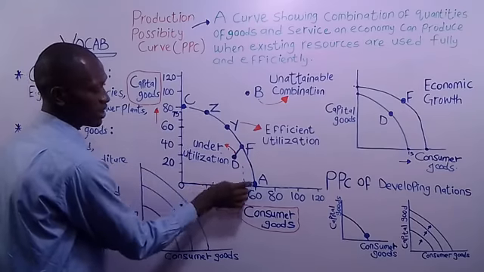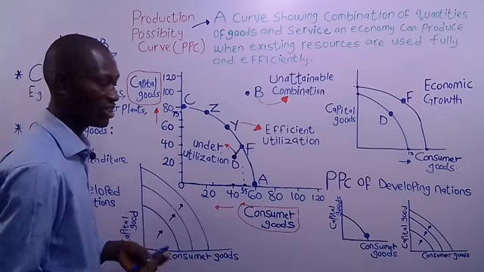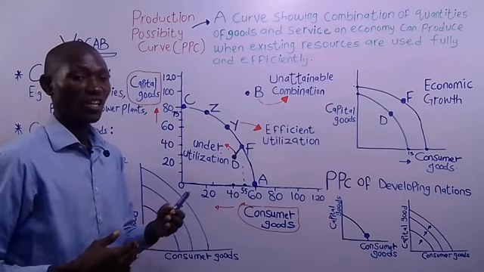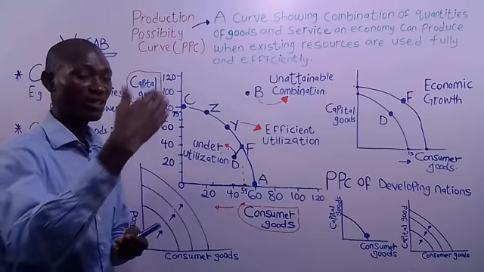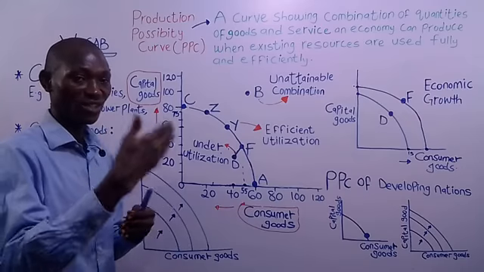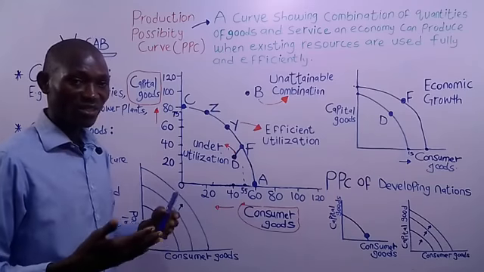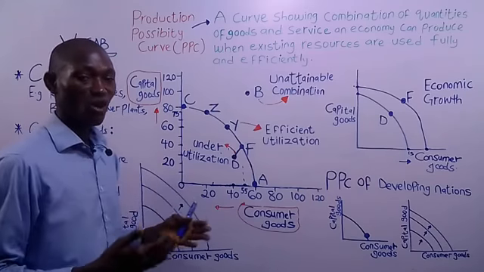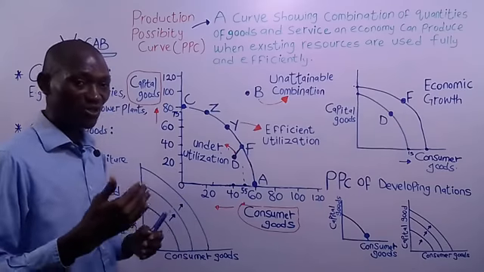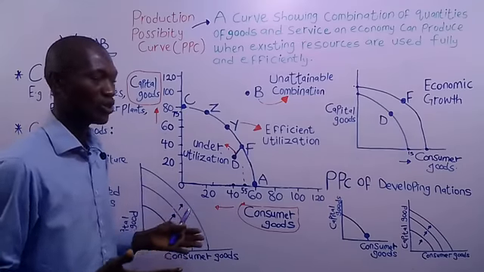So that's with respect to points on the curve. Points on the curve mean efficiency. And this efficiency could be as a result of the economy being able to obtain more resources, increase the efficiency of its existing resources, increase the work hours per week of its labor force, reduce surplus capacity, and so on and so forth.